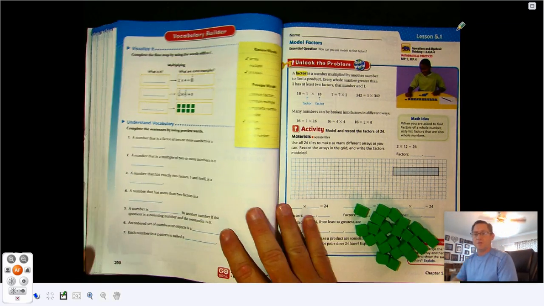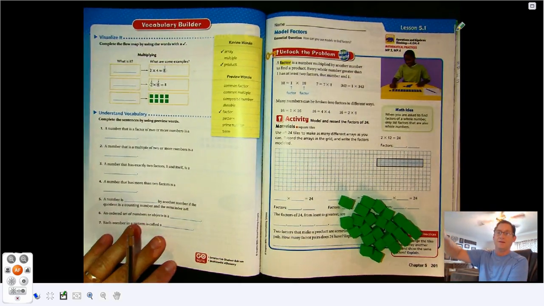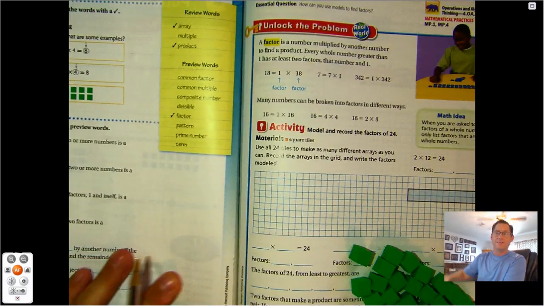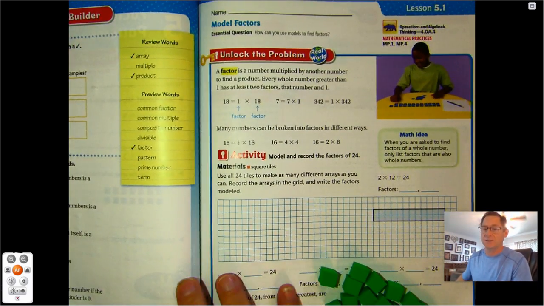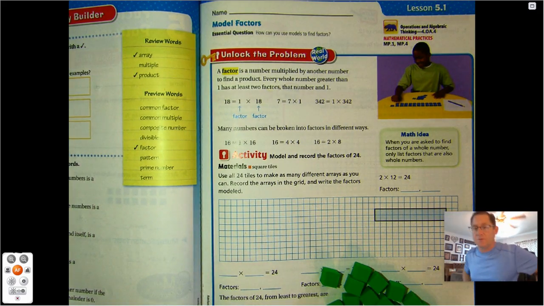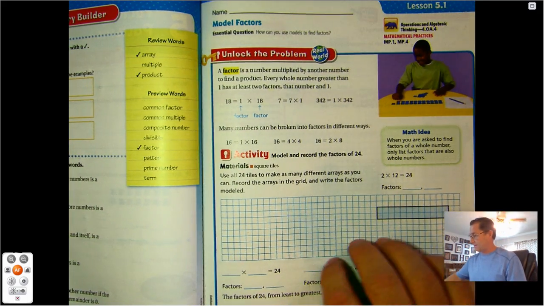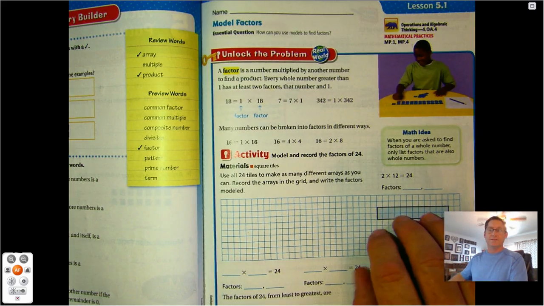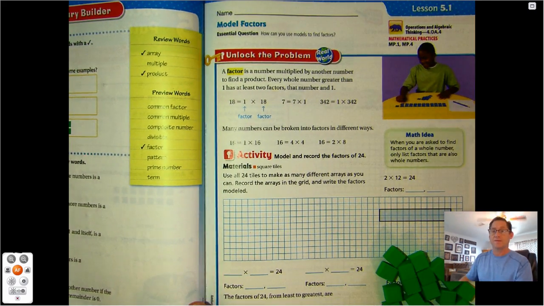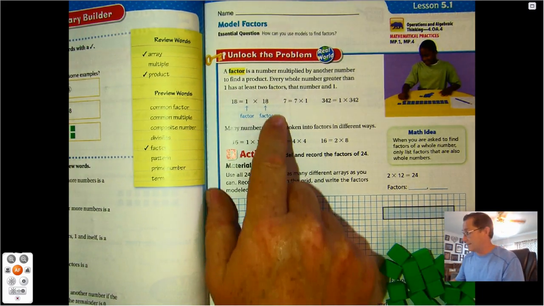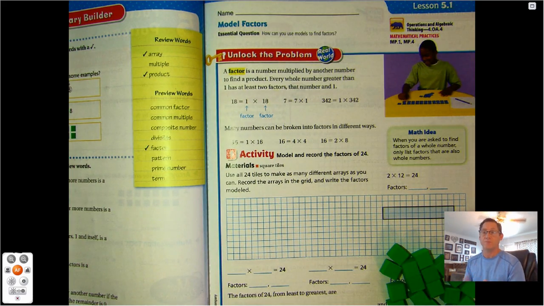So today we're going to start chapter 5, and our first lesson is going to be on modeling factors. Factors are two numbers that when multiplied will give us another number, or find a product. So when we multiply two factors, we get a product.